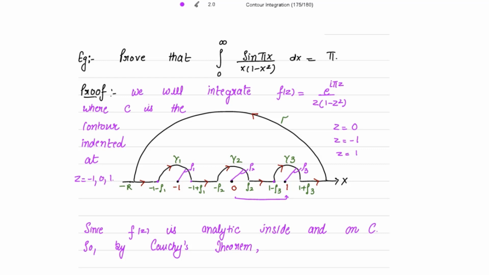Now we have to integrate this f(z) along this whole contour, because all of these poles lie outside the contour, right? And f(z) is analytic inside and on C. So by Cauchy's theorem we write the complete integration over C of f(z) dz is equal to 0.